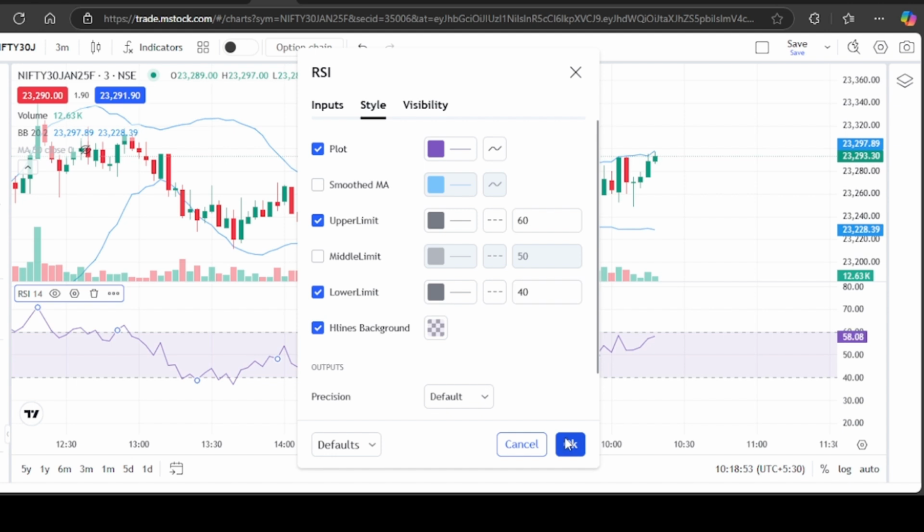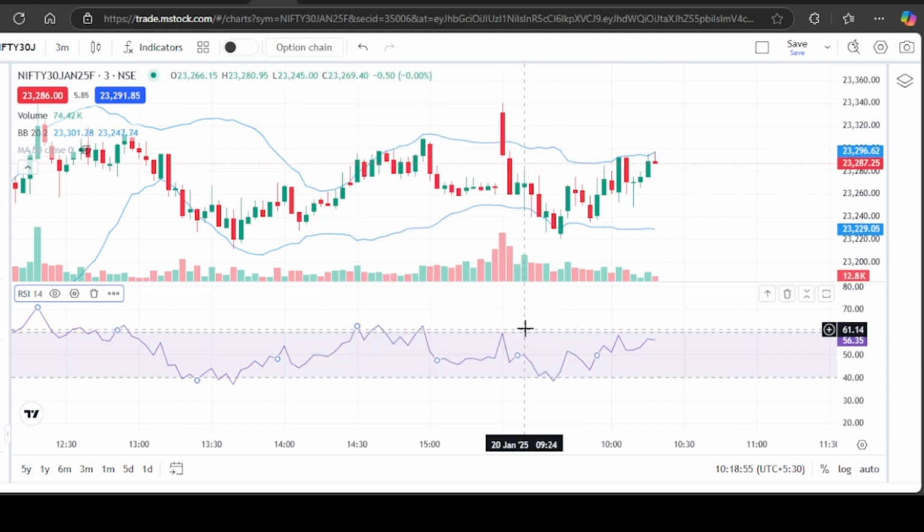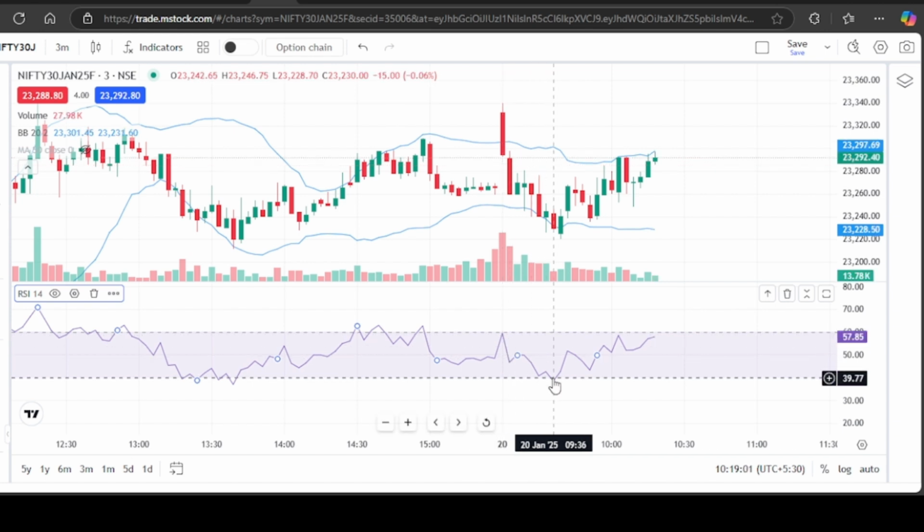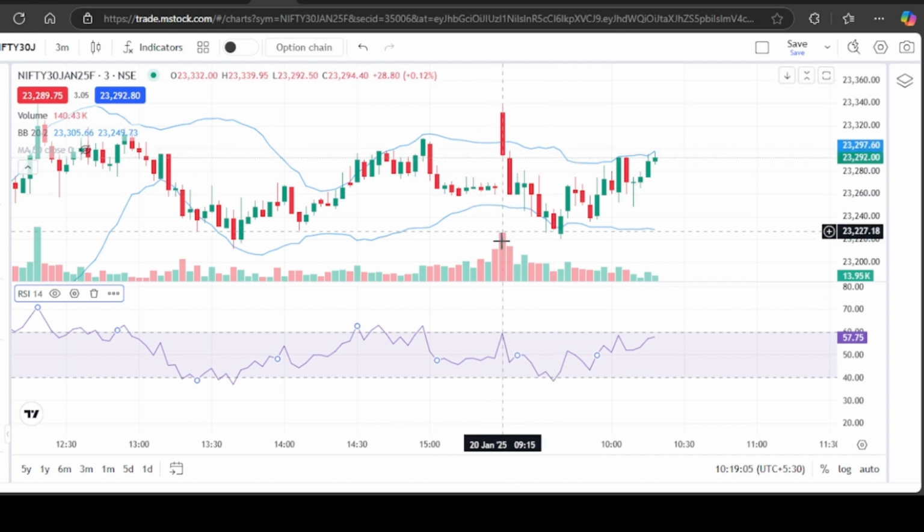Now, why this? Because we are going to treat the RSI upper limit as the resistance and the lower limit as the support. So instead of taking a moving average as a resistance and support, or a trend line as a resistance and support, we will work with RSI as resistance and support.